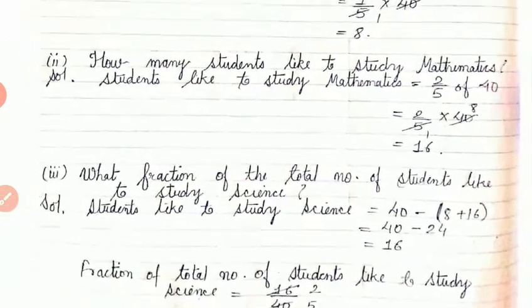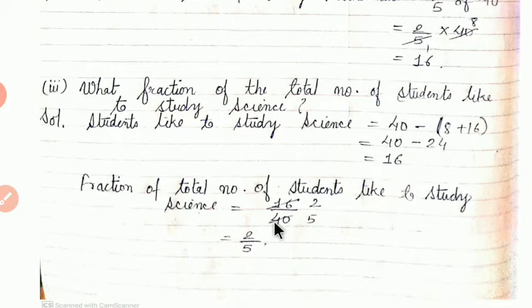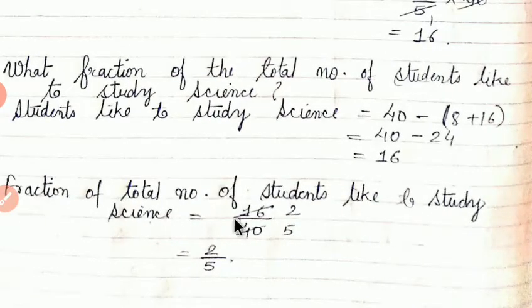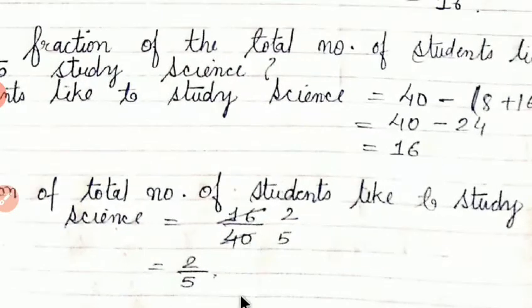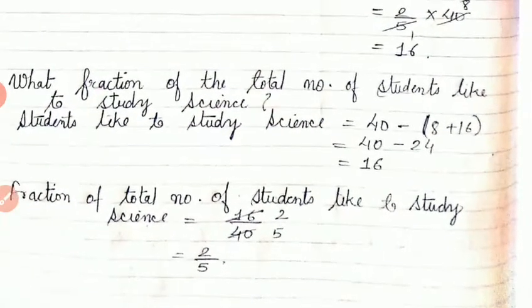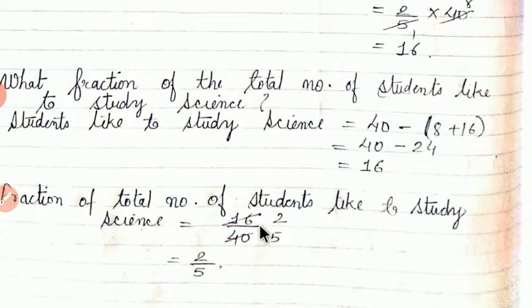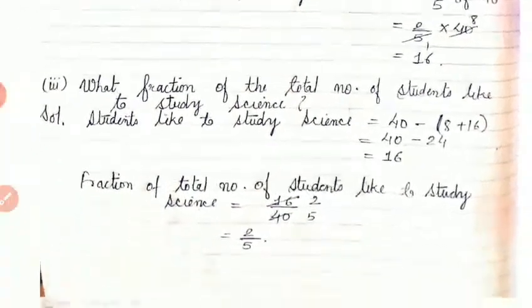Now we have to find the fraction of the number. So how to change into a fraction? The fraction of the total number of students who like to study science will be the number of students who study science upon total number of students. So 16 upon 40, or you can write it as 8 2s are 16, 8 5s are 40. 2 upon 5, or you can say that out of 5 parts, only 2 parts of the students like to study science. For finding the fraction, you have to divide the number of students who like to study science by the total number of students. So 2 by 5 is the answer.